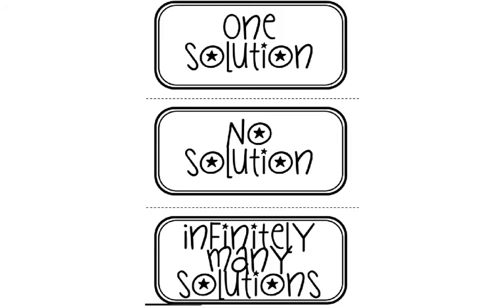So solutions to systems of equations are very similar to the solutions to equations that we did back in Unit 2. So there's one solution, no solution, and infinitely many solutions. I've briefly talked about these with graphing, but now we're going to go into a little bit more detail.